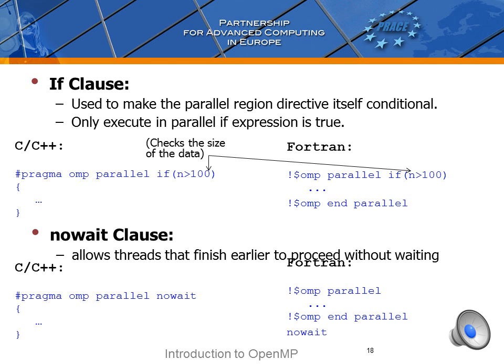The nowait clause is used to remove an implicit barrier. If present, threads don't synchronize at the end of the parallel region. Threads that finish earlier proceed without waiting for other threads. In C and C++, it is added after omp parallel, while in Fortran it is added after omp and parallel.